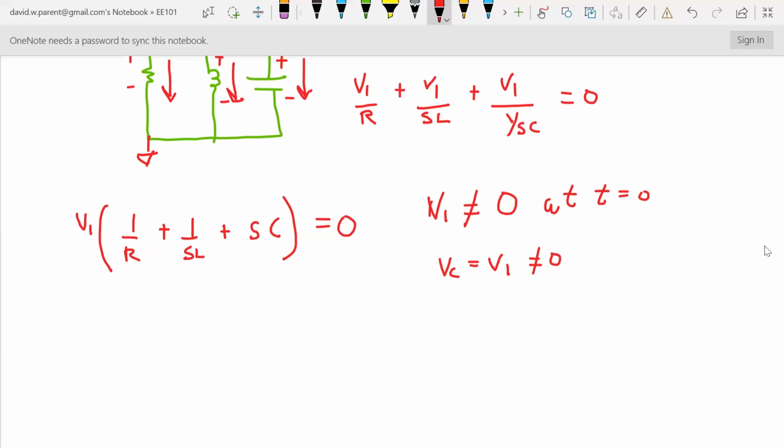All right, so in these questions, the voltage across the capacitor and the current through the inductor are non-zero. So it says it right there. So V1 equals VC in this case, and so it's not 0. So in order for this equation to be 0, it can't be V1, right? So we just ignore it, right? And it makes it a lot easier to then find the roots. So I'll just rewrite it, 1 over R plus 1 over SL plus SC equals 0.